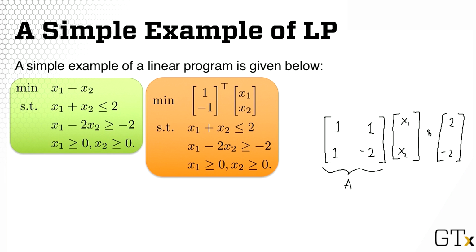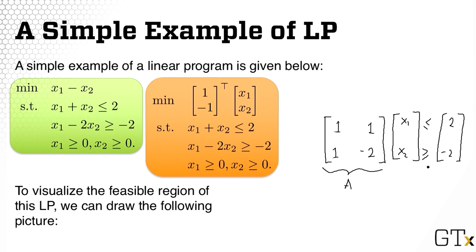And of course, to be consistent with the constraints, I need to be very explicit here to have less than or equal to or greater than or equal to. Later we'll see that we can always reformulate any linear program so that the sign or the direction of the constraint is always identical. So in that way, I don't have to write this for each different orientation of the direction of the constraint.